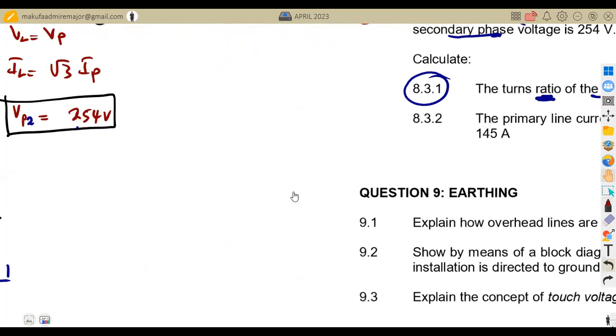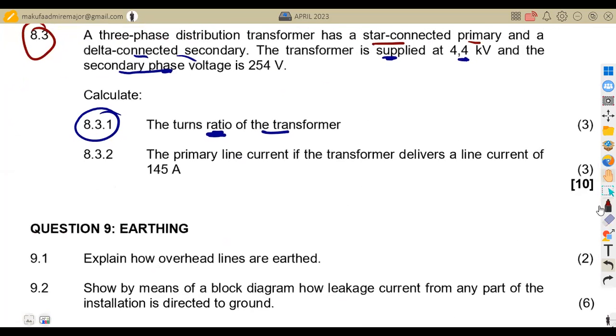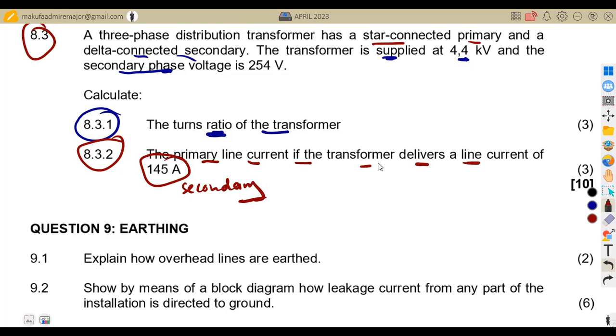All right, now let's see this part here. This is the major part that they are saying. The primary current: if the transformer delivers a line current of 145, that is the output. We're talking about the secondary current there. This secondary current that we are given is a line current. So we need to calculate the line current of the transformer. The primary line current is the one that we are supposed to calculate.